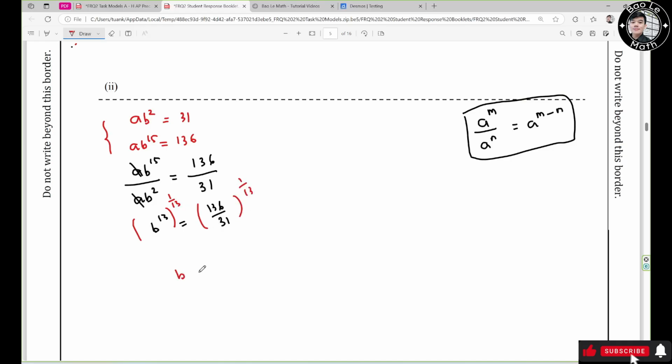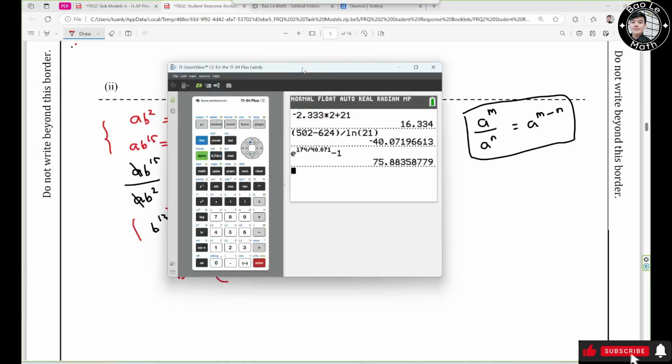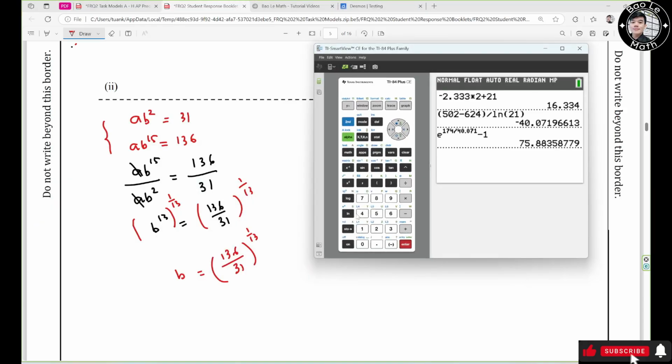So I have b equals 136 over 31 raised to the 1 over 13, right? So I'm going to bring up the calculator. It's going to be 136 divided by 31, altogether raised to the 1 over 13. So the answer should be 1.120, right?